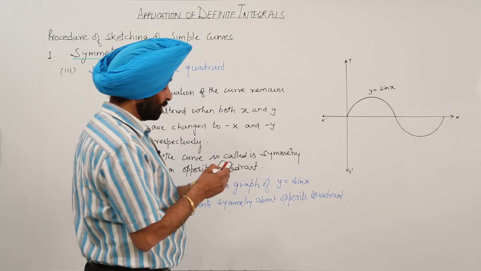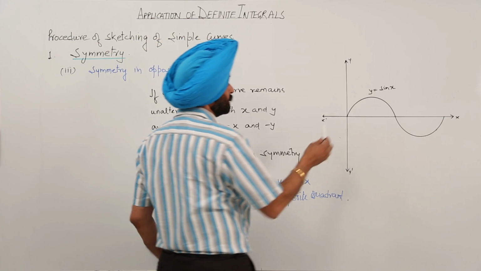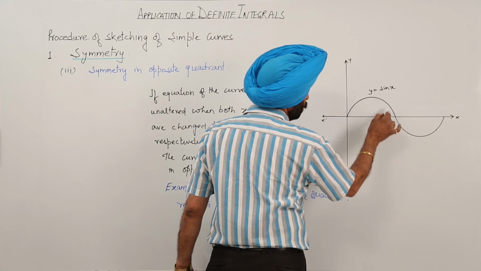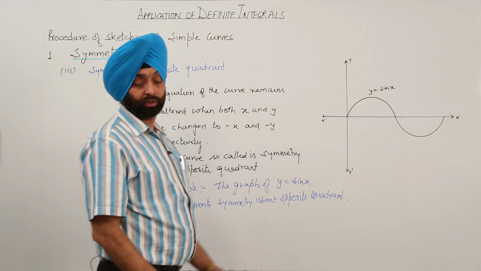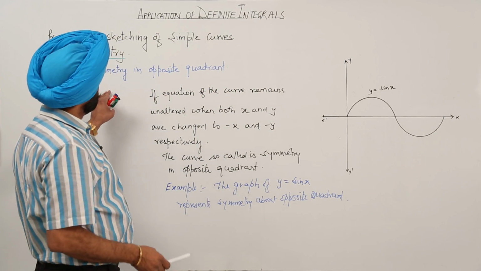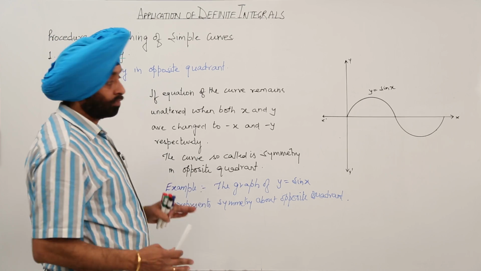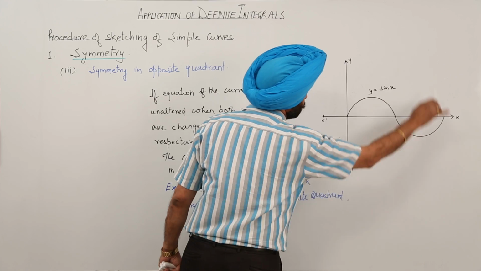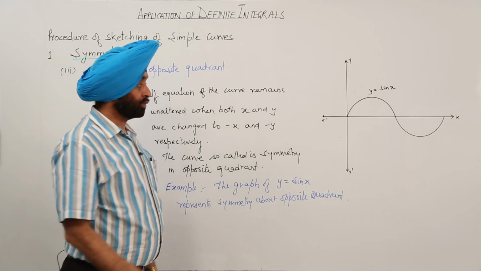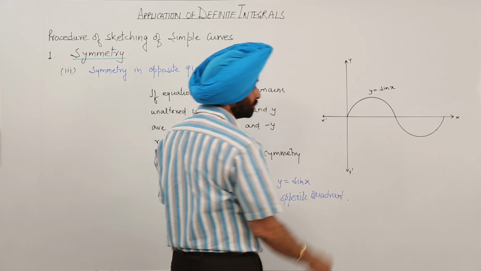Okay, and here is the graph, and the distance from each and every point of this side is equal to the distance of each and every point of this side in the negative sign. So, symmetry in the opposite quadrant shows for the graph of y is equal to sin x, and it should be like this. It should be like this also, it can be in this quadrant also. Okay.